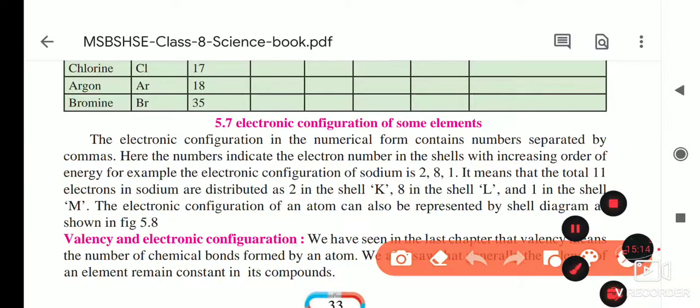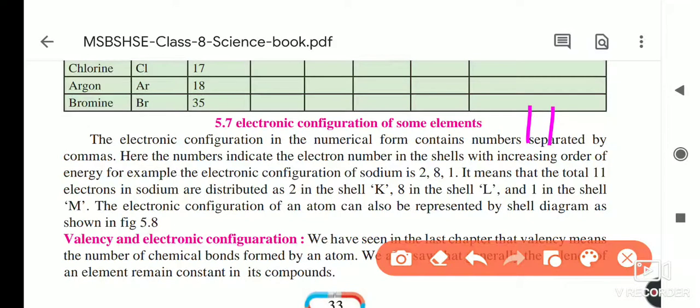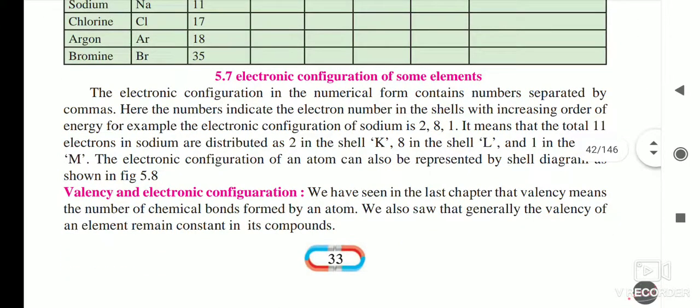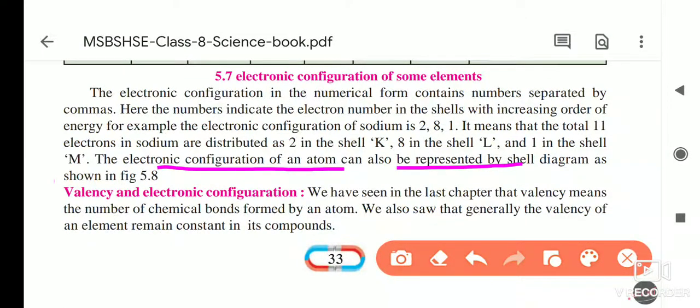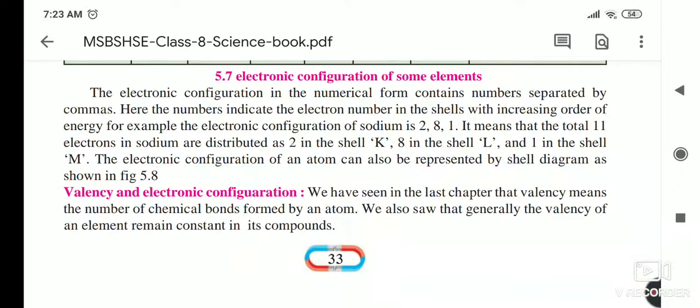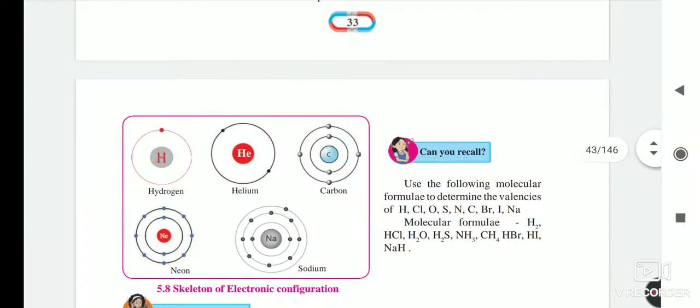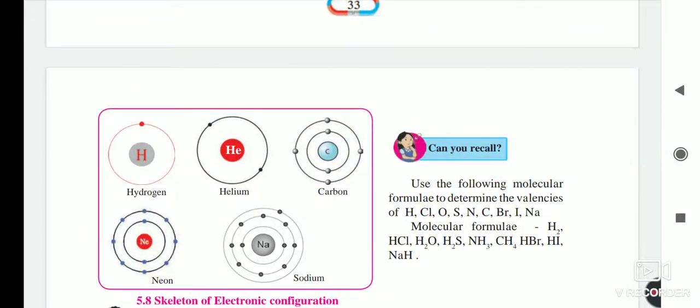Here the numbers indicate the number of electrons in each shell, in increasing order of energy. For example, the electronic configuration of sodium: its atomic number is 11. So 2 will enter the first shell, 8 will enter the second shell, and 1 will enter the third shell. It means the total 11 electrons in sodium are distributed as 2 in the K shell, 8 in the L shell, and 1 in the M shell. The electronic configuration of an atom can also be represented by a shell diagram, shown in figure 5.8.